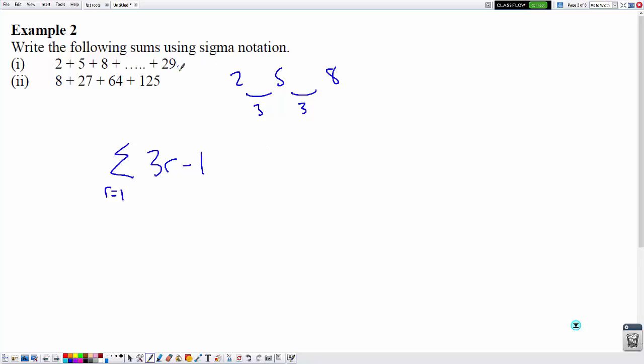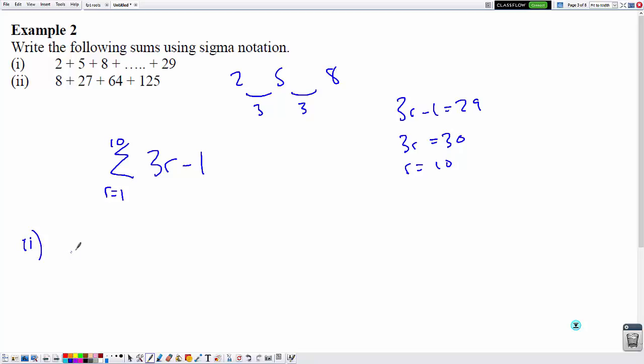Okay, how do I get 29? Now, if you're not sure about this, let's just make it equal to 29 and see what my value of r will be. So 3r minus 1 equals 29. Let's solve this. So 3r equals 30. So r is equal to 10. So that's there. Okay, let's do the second part.